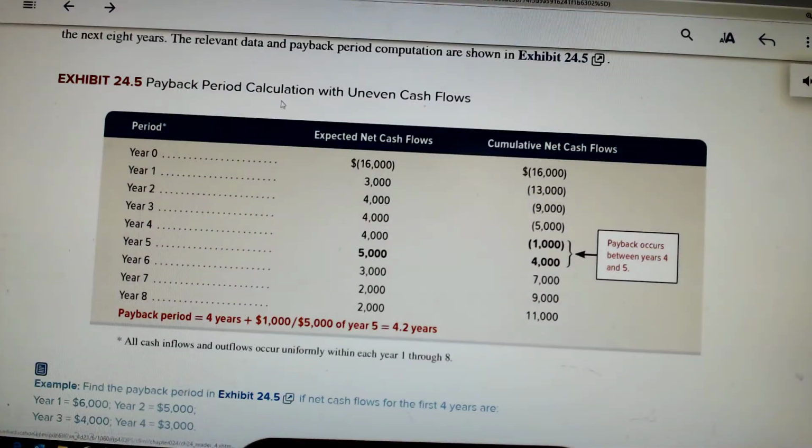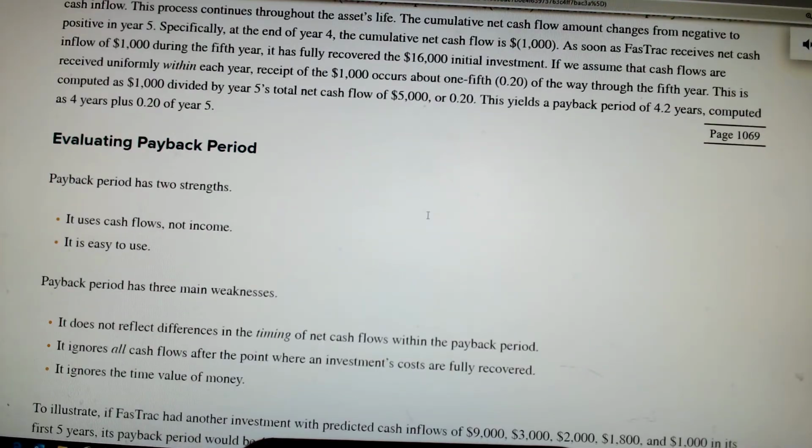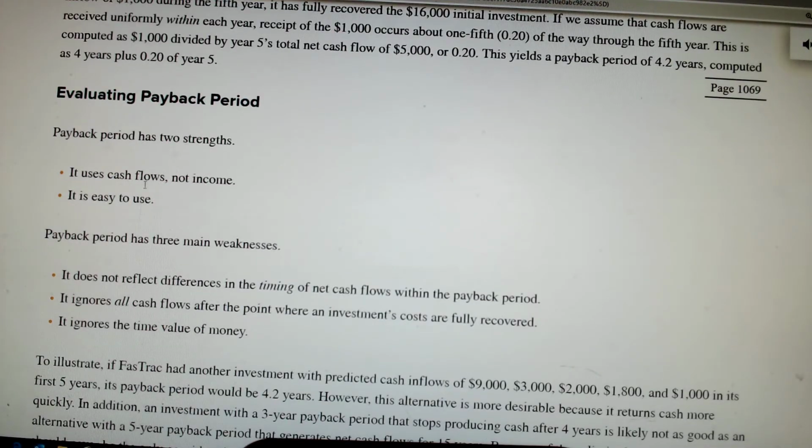Here's where they're doing the uneven flows, and they're doing it horizontally where I was doing it vertically. Evaluating, it has two strengths. One, it uses cash flows, because that's really what we're talking about when we're talking about profitability of a project. When it's all said and done and the project's all over with, am I going to have more money in the bank than when I started? So it works with cash flows, and one of its other advantages is that it is very easy to use.